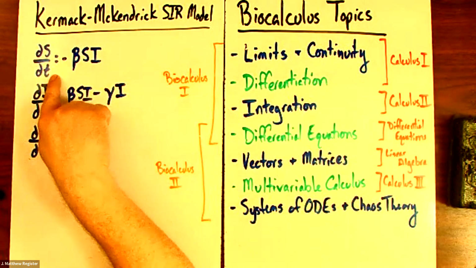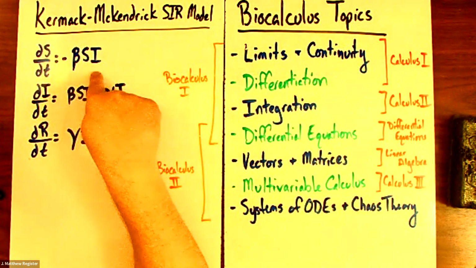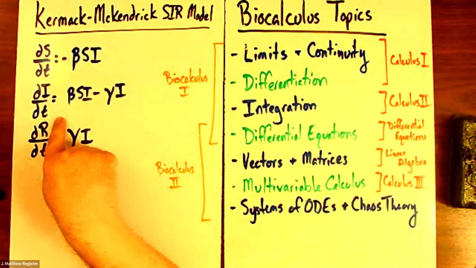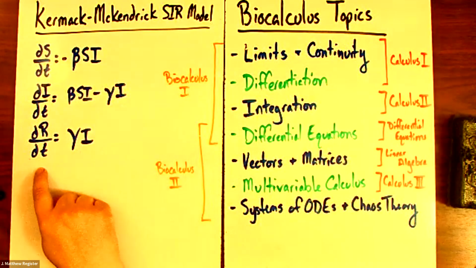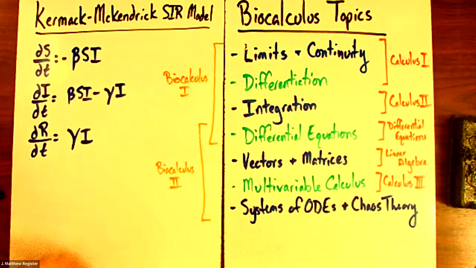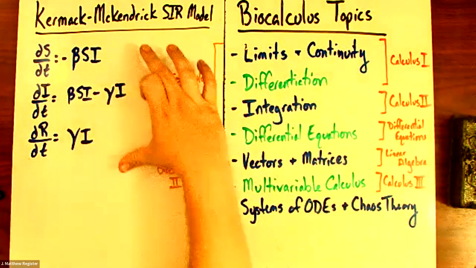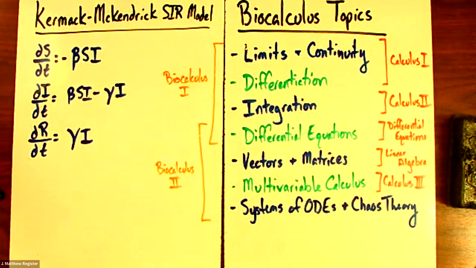Notice we have dS/dt equals negative beta S I, dI/dt equals beta S I minus gamma I, and then dR/dt equals gamma times I. This is a system of differential equations, and the goal of this course is to help you understand these.